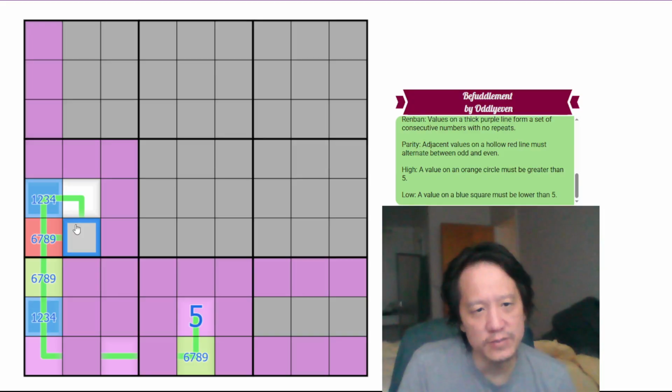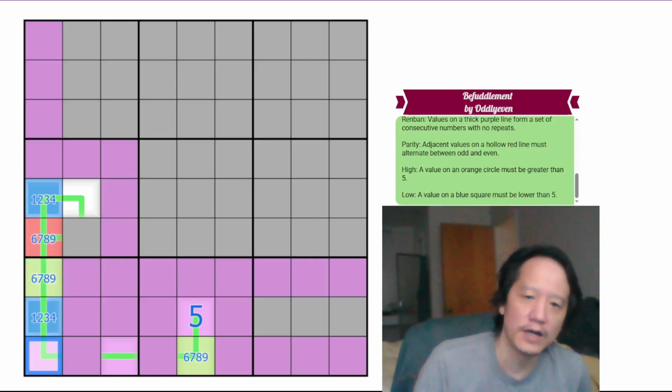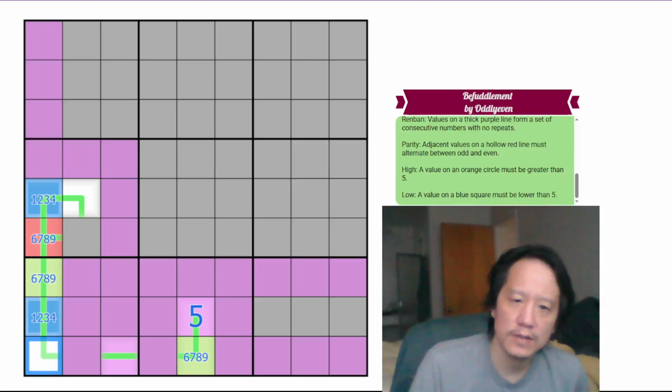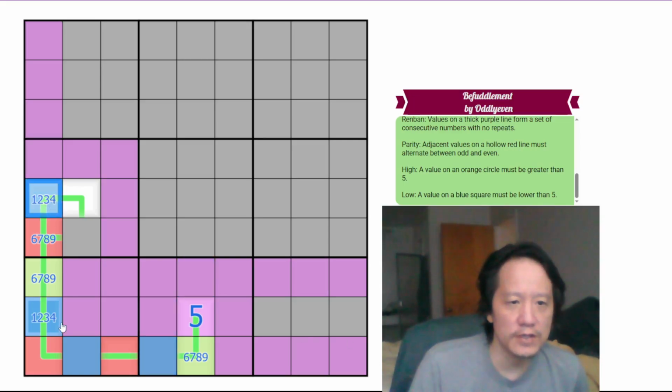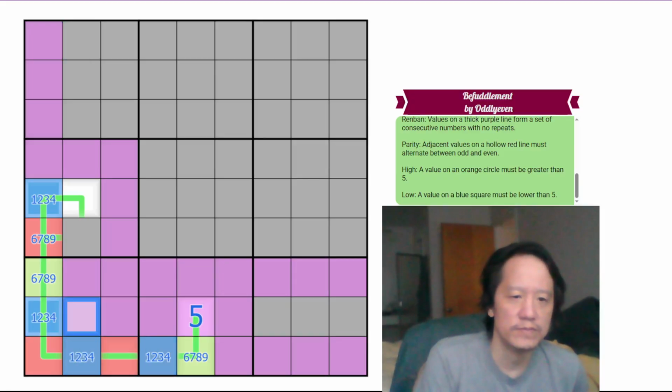I guess this could be doubled too. This is doubled. This is low. This has to be high. This is low. This is high. And this is low. Okay. So these are the values 1 through 4. So none of them can be doubled. So we have 1 through 4, 1 through 4.